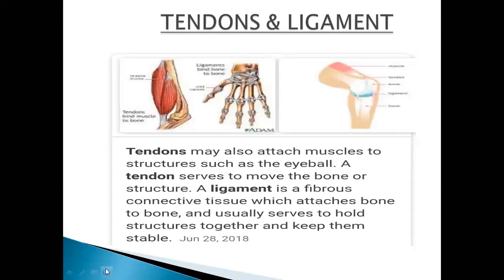What are the tendons? You can see here, this is a muscle, right? The muscle is attached here with the bone. The point where muscle is attached with the bone is called the tendon. Tendon may also attach muscles to a structure such as the eyeball. A tendon serves to move the bone or structure.